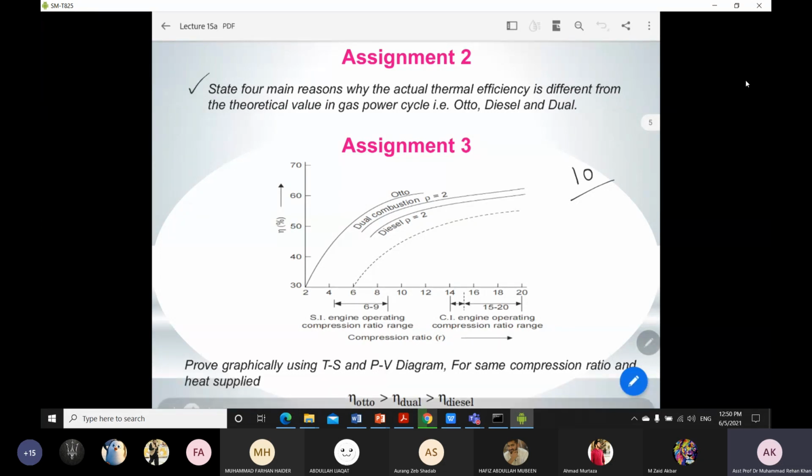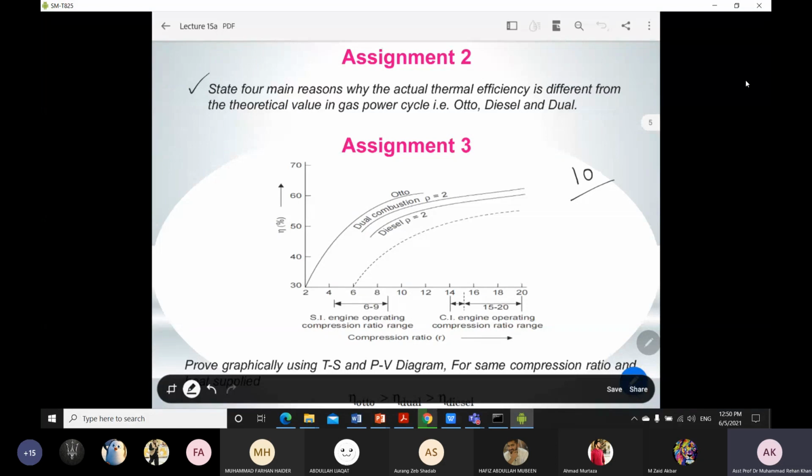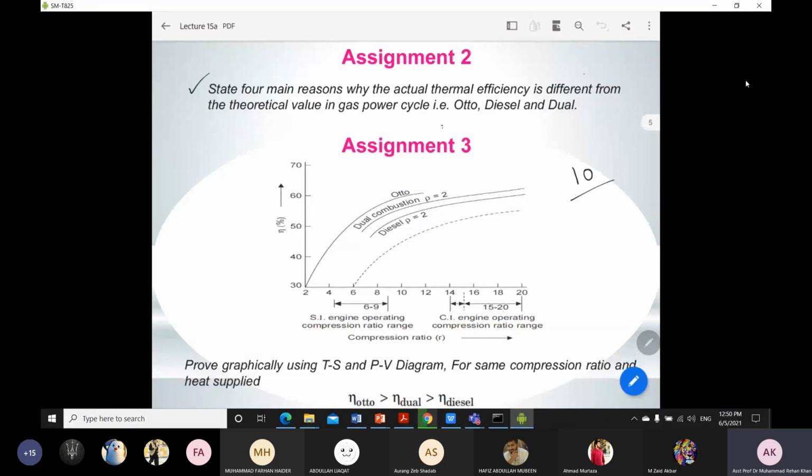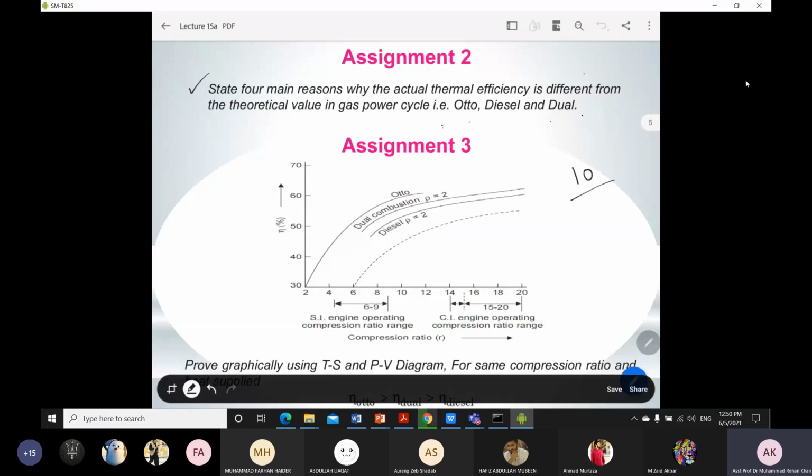So first is to state 4 reasons why the actual thermal efficiency is different from the theoretical value in gas power cycles, that is Otto, diesel and dual cycle. Okay, so you just have to state 4 different reasons. I hope you have a clear idea why your actual thermal efficiency deviates from the theoretical value, because whenever we assume a theoretical value, there will be some assumptions, okay? And mostly we can say that we are assuming ideal cases, and then definitely it turns out to be a deviation in the thermal efficiency. So you have to just think about it.